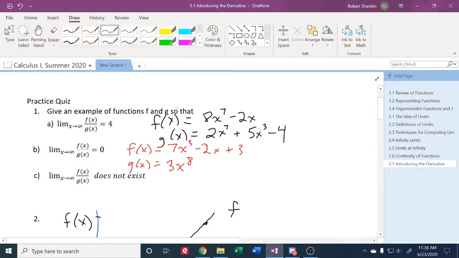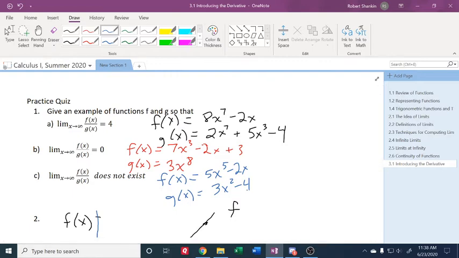All right. Anybody need more time with C? So it does not exist. The f has to have the higher degree. So 5x to the 5th minus 2x, 3x squared minus 4, something like this. As long as the first one has a higher degree.